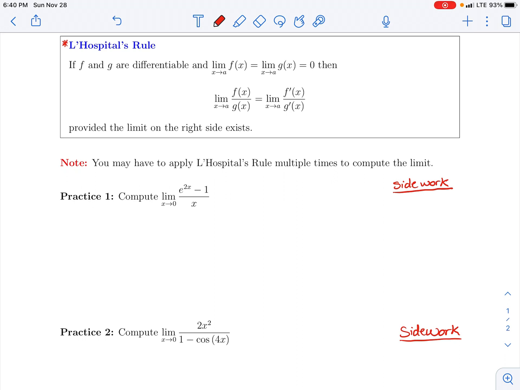All right, so it says compute the limit as x approaches 0 of e to the 2x minus 1 over x. So remember, the first thing we want to do is plug in 0 into the function. So wherever I see x, I'm plugging in 0. So throwing this back to Unit 1, over here I'm going to do some side work. So I'm going to say that this is e to the 2 times 0 minus 1 over 0. And so this gives me e to the 0 minus 1 over 0, which is equal to 1 minus 1 over 0, which is equal to 0 over 0. So we have that indeterminate form there.